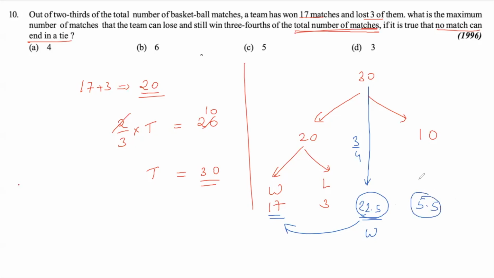So the team now wants 6 victories. So out of 10 matches remaining, 6 matches will be victories. How many will be the losses? 4 matches will be the losses. They're asking you, what is the maximum number of matches that the team can lose? The answer would be 4 more matches. It is your A option. Simple question. That's how we solve it. The answer is option A, 4 matches.